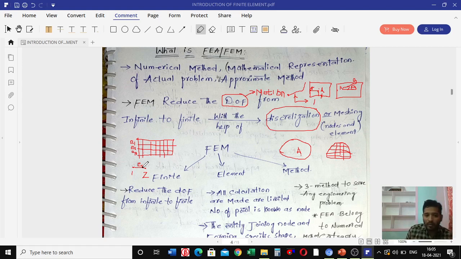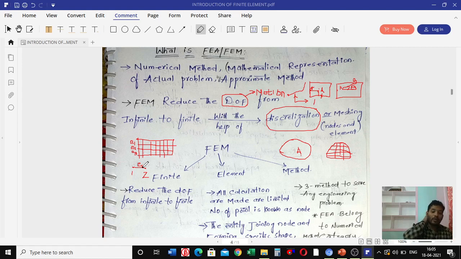Okay, so what is the finite element method? The finite element method is mainly used to reduce the degree of freedom from infinite to finite, with the help of discretization or meshing nodes and elements. We can easily get an accurate result. Okay, we are not getting a 100% result, we will get an approximate result.